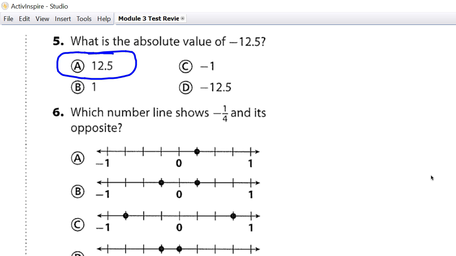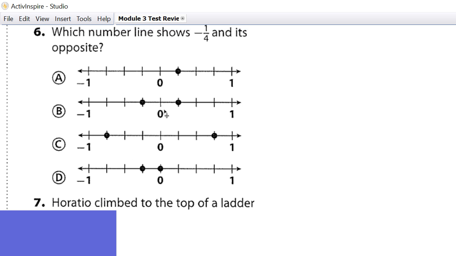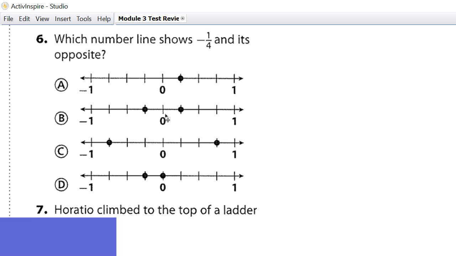Question number 6. Which number line shows negative 1/4 and its opposite? These can be tricky. You actually need to identify carefully where everything is on this number line. For example, if you just go to A, you'll notice that 0 is right in the middle, and 1 is to the right, and negative 1 is to the left, but then there's some notches in between. And you kind of have to identify what those notches are.